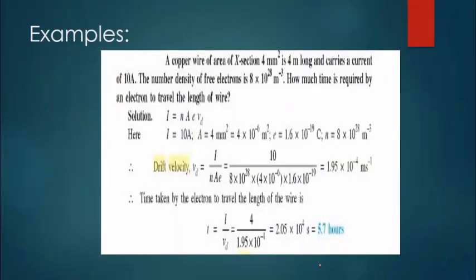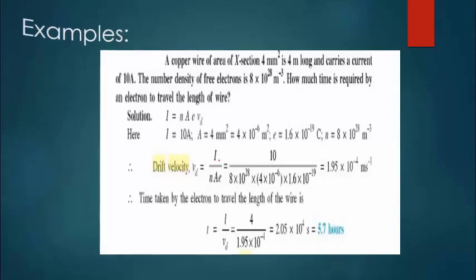We can solve a few examples here. Suppose we have a copper wire of cross-sectional area 4 millimeters squared, it is 4 meters long, and carries a current of 10 amperes. The number density of free electrons is equal to 8 times 10 to the power 28 per meter cubed, the number of electrons per unit volume. How much time is required by the electron to travel the length of the wire?